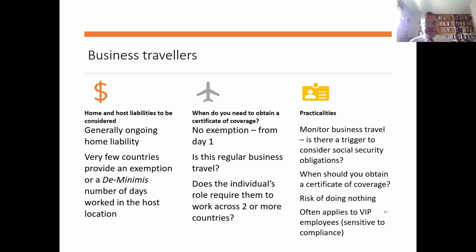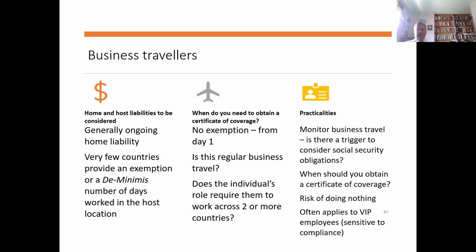Then looking at business travellers, so where somebody travels a lot abroad, home and host liabilities to be considered. Generally, you have an ongoing home liability. Very few countries provide an exemption or de minimis number published, but I always think 30 days in a tax year or calendar year is about the rule of thumb.